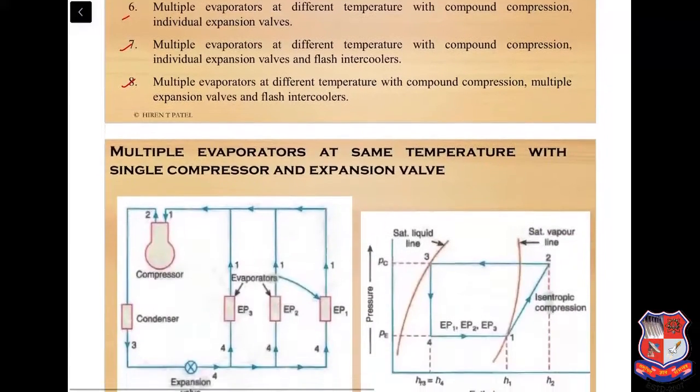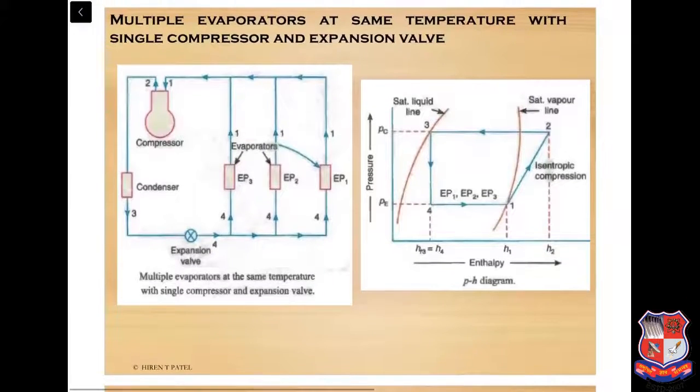Starting with the first, multiple evaporators at same temperature with single compressor and expansion valve. In this system you can see that there are 3 different evaporators, only one compressor, one condenser and a single expansion valve. This system is generally used when a number of loads such as food products or other materials are required to be kept at the same temperature, then this system is useful.